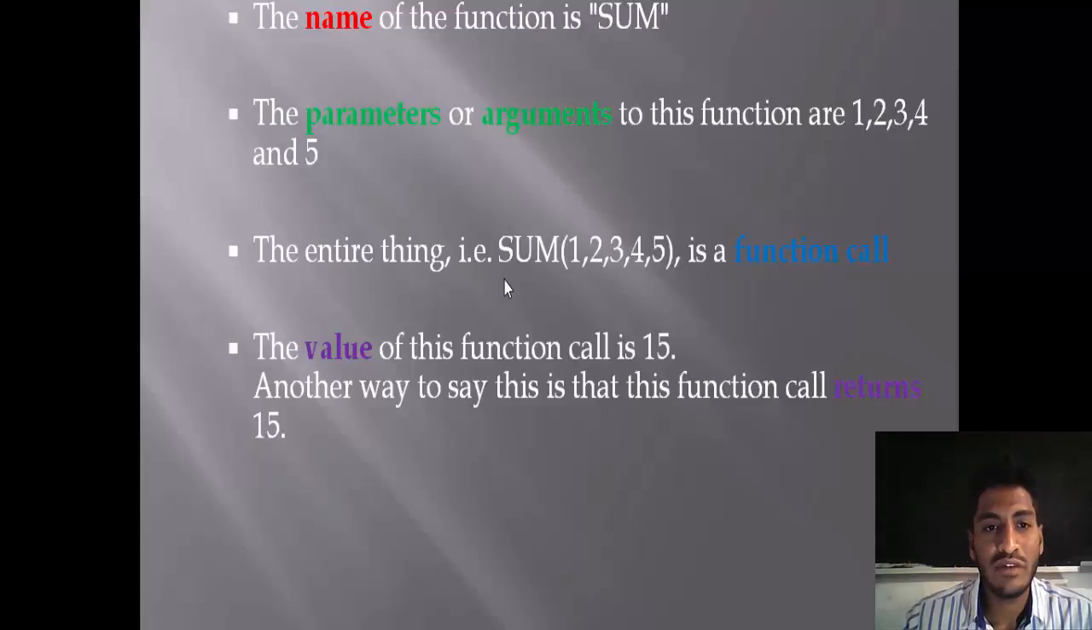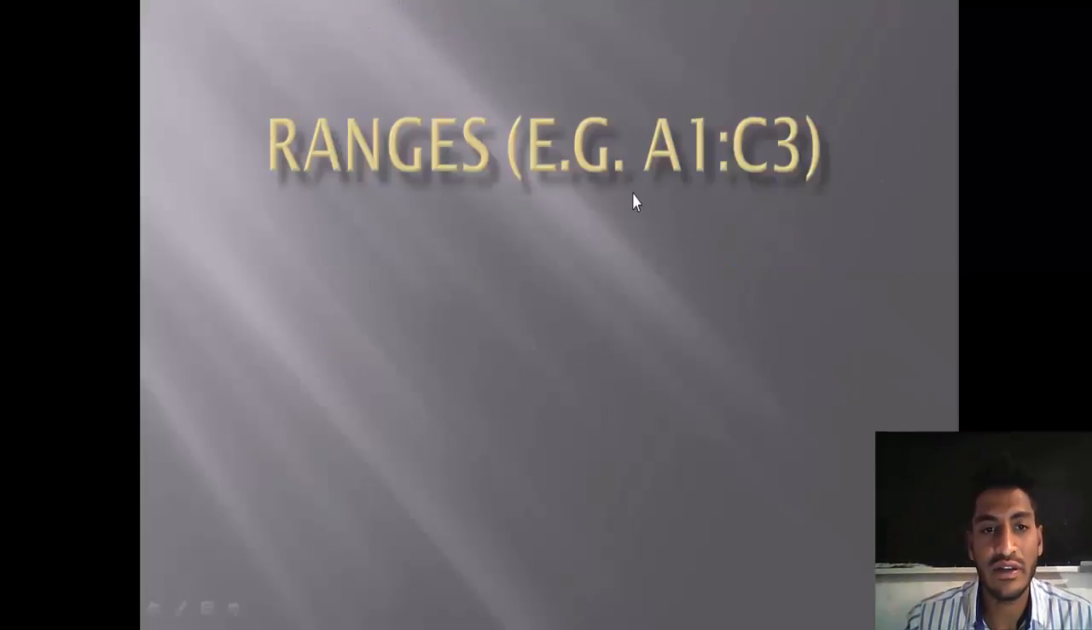Terminology. SUM(1,2,3,4,5). The name of the function is SUM. The parameters or arguments to this function are 1, 2, 3, 4, and 5. The entire thing, SUM(1,2,3,4,5), is a function call. The value of the function call is 15. Another way to say this is that the function call returns 15.